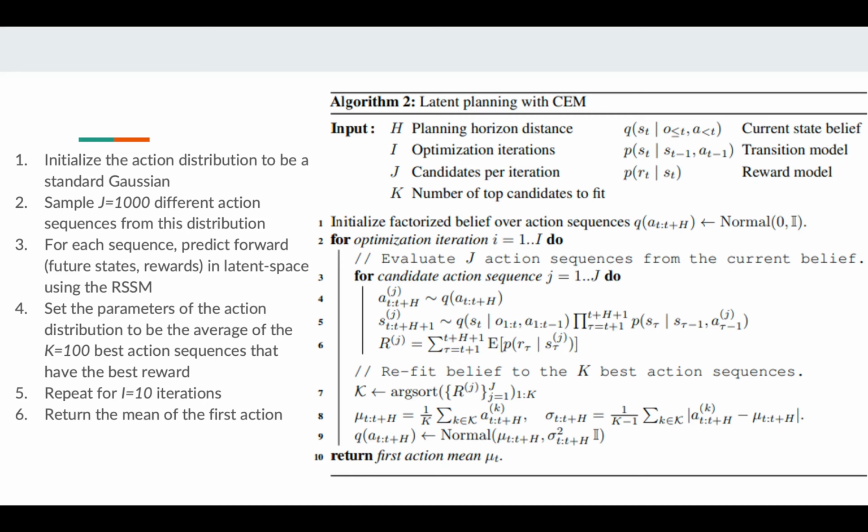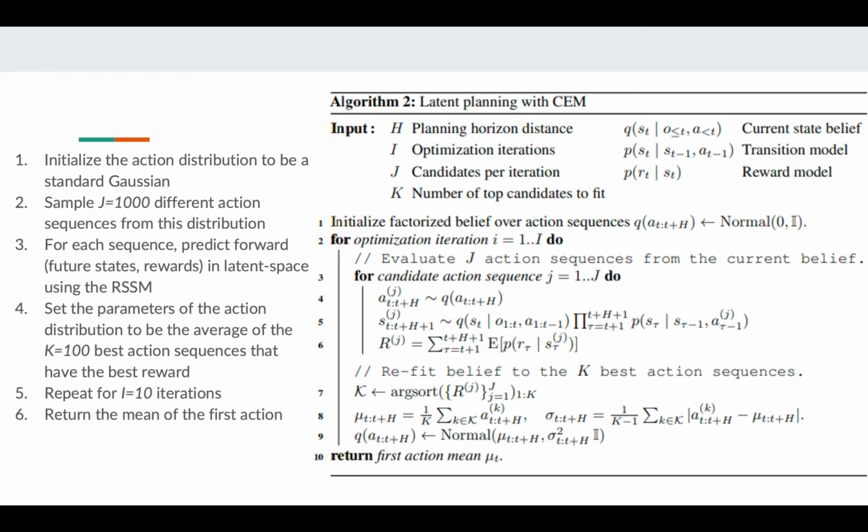So this is an overview of the planning algorithm using CEM. With the RSSM as input, we first initialize the action distribution to be a standard Gaussian. Then we sample J equals 1,000 different action sequences from this distribution, and for each sequence, predict the future states and rewards in latent space using the RSSM. Then we set the parameters of the action distribution to be the average of the K equals 100 best action sequences that have the best reward.